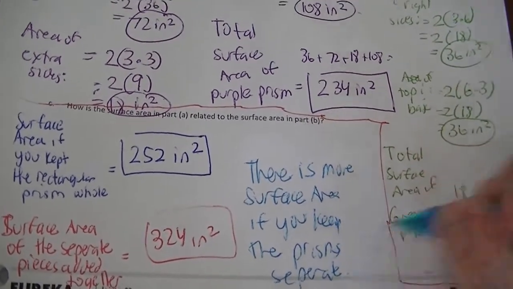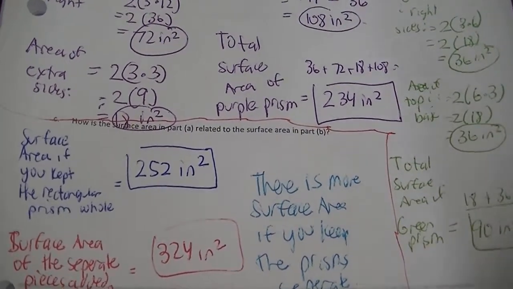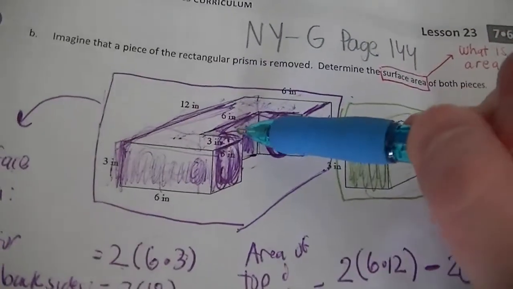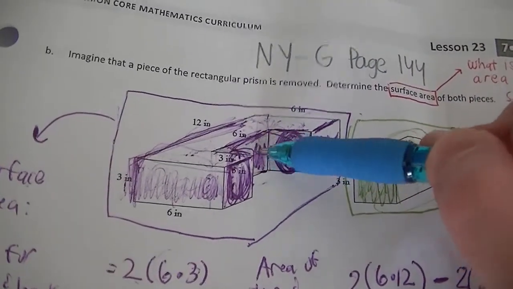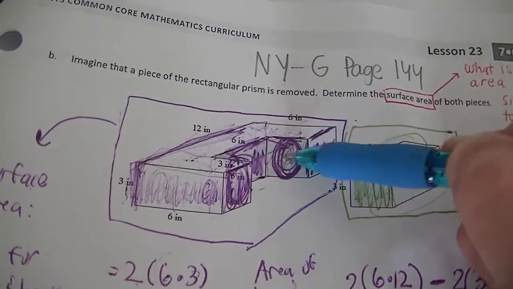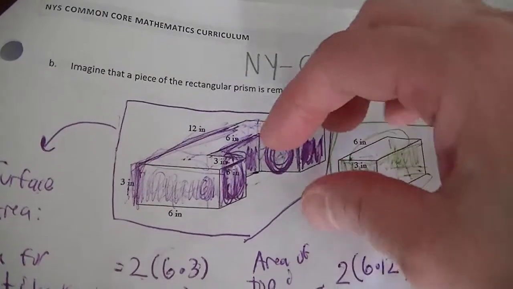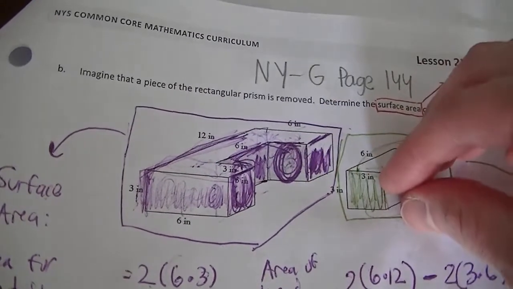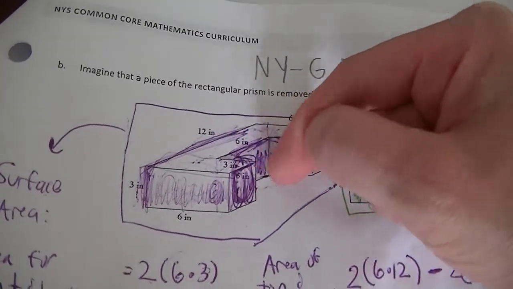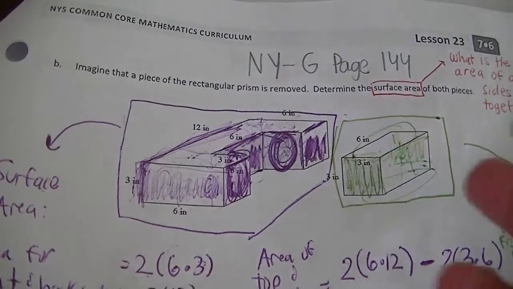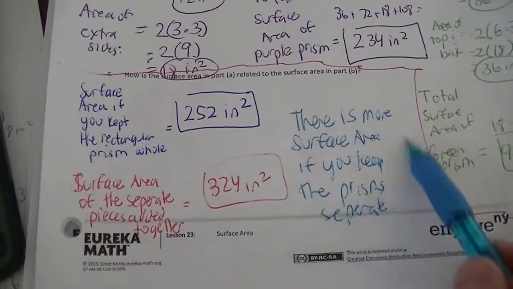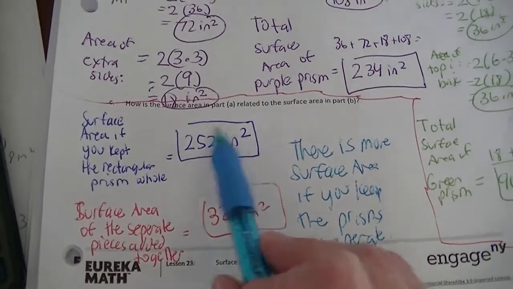And if you're like, well, how can there be more surface area if you separate them? It's because of this. See how we have an extra little surface area of this little inside chunk right there? When these pieces are put together, that's not there. So since they're taken apart and separated, we have that additional little surface area right there that we got to add. And that is why you have more surface area when the pieces are separate than when they're together.